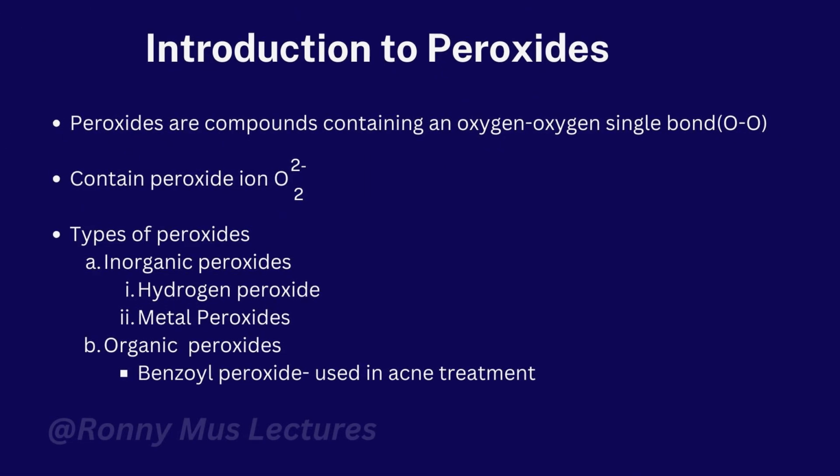Introduction to peroxides. Peroxides are compounds containing an oxygen-oxygen single bond. They contain a peroxide ion whose formula is O2 negative. Types of peroxides include inorganic peroxides. Under that, we have hydrogen peroxide. We also have metal peroxides, an example being barium peroxide. Then we have organic peroxides. An example there is benzoyl peroxide, which is used in acne treatment.